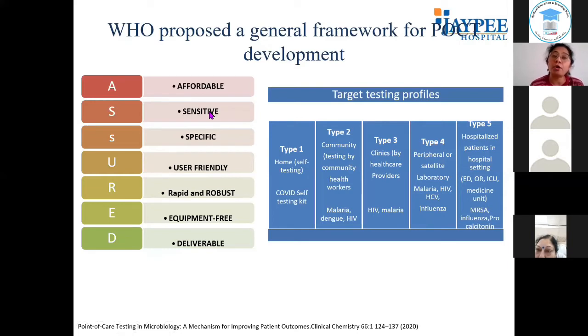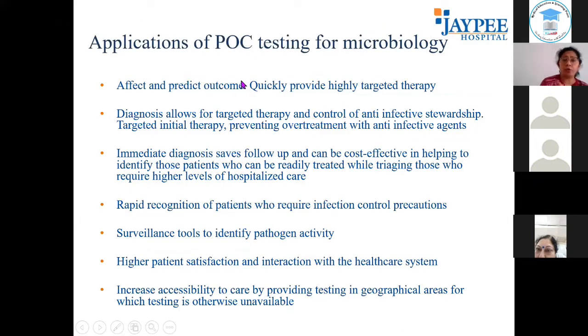You sometimes call them point of care testing labs, specially designed even in the hospital setup. Then what is the application of point of care testing in a microbiology lab? Look, it should affect and predict the outcome, and it should quickly provide a highly targeted therapy. Your intent is to identify the disease or the infection or the pathogen or the pathogenesis of the disease, and then you should be able to immediately give the correct therapy. In microbiology, it is very important because it ultimately leads to targeted therapy.